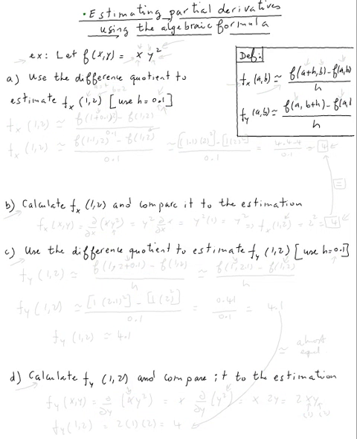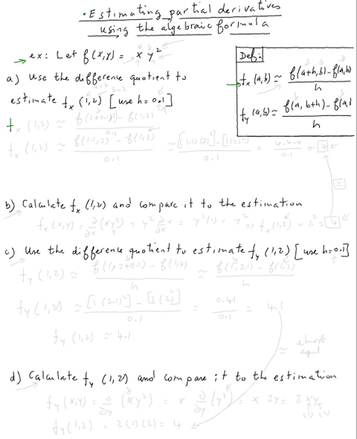The topic is estimating partial derivatives using the algebraic formula. Alright, so let's do this example. Let f of x, y equal x y squared. Use the difference quotient to estimate the partial derivative with respect to x of 1, 2. Alright, again, here's the definition.